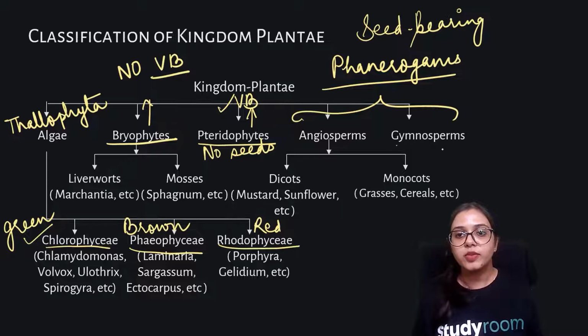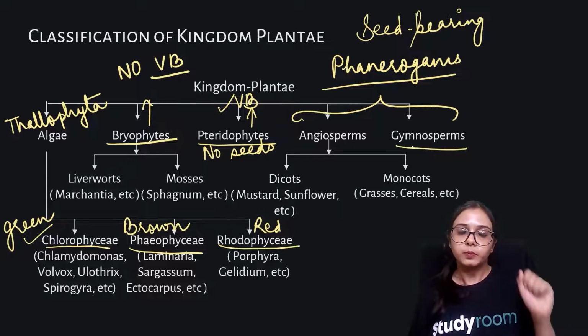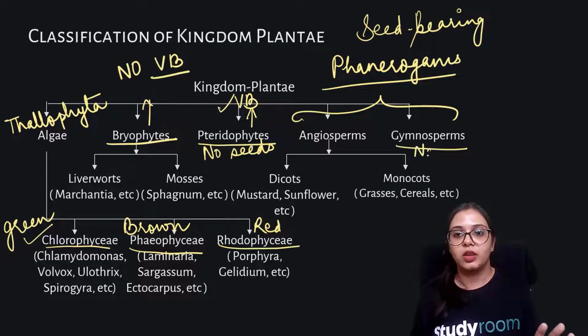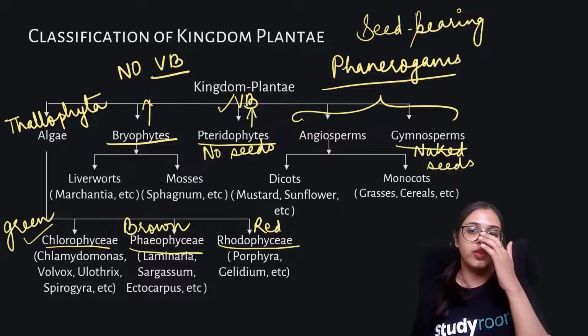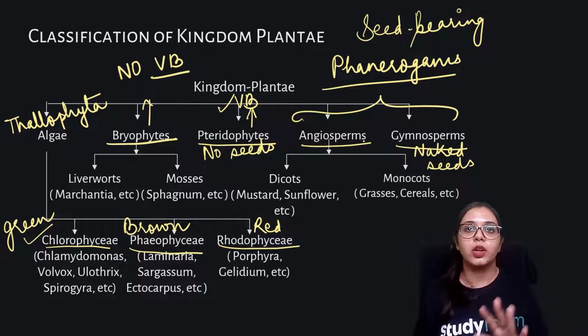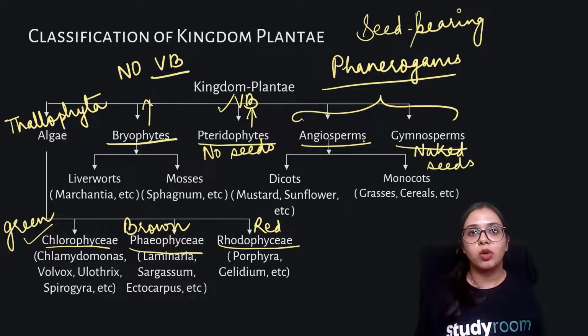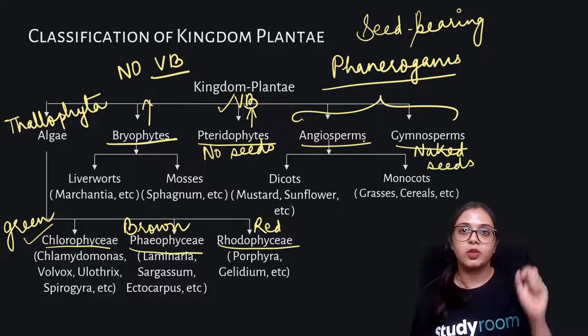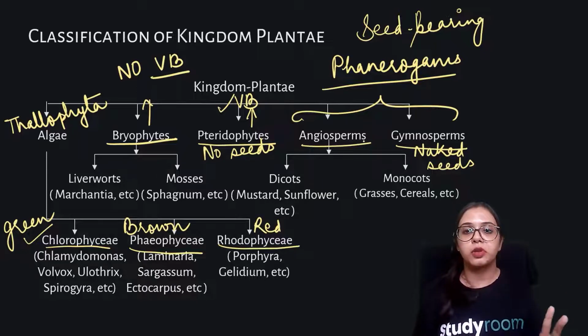In gymnosperms, you have naked seeds. Example, the pine seeds, or the deodar, the evergreen. And in the angiosperms category, you have 2 divisions: the dicotyledonous plants and the monocotyledonous plants. Plants having 2 cotyledons are mustard, sunflower, etc. And plants having only 1 cotyledon are grasses, cereals, etc.